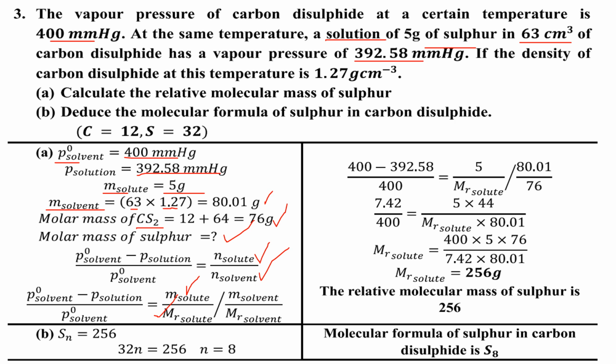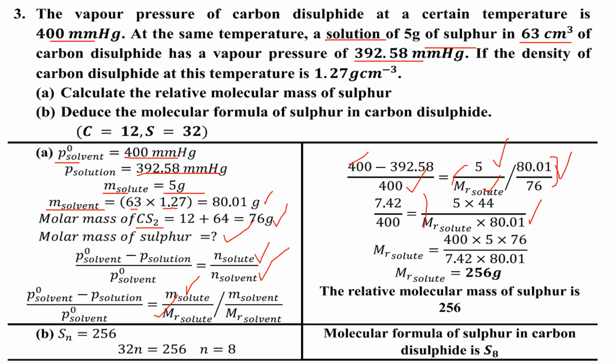Now substituting, you're going to have 400 less 392.58 divided by 400 should be equal to 5 divided by molar mass of the solute, divided by 80.01 divided by 76. Now notice that each of these is mole fraction, and we get mole fraction by getting given mass divided by the RFM. Now you find the reciprocal this side, you're going to end up with 5 times 44 divided by molar mass of the solid times 80.01.